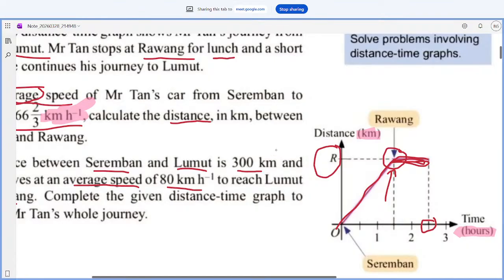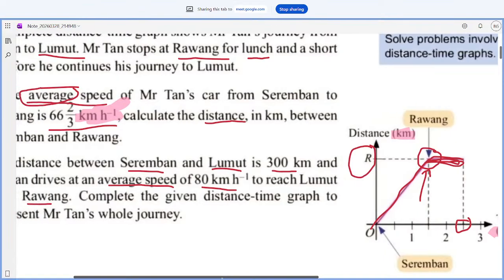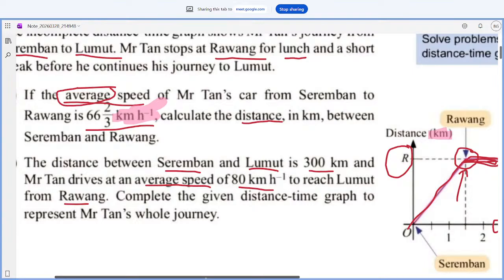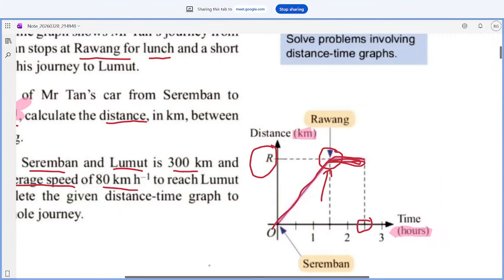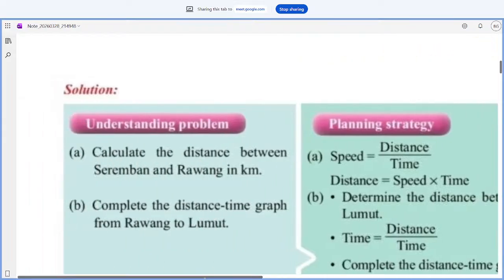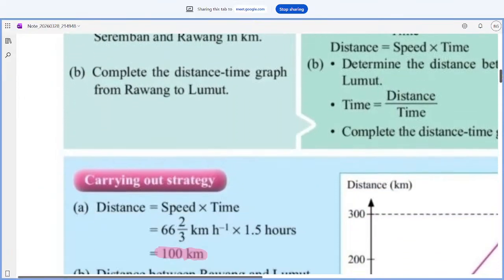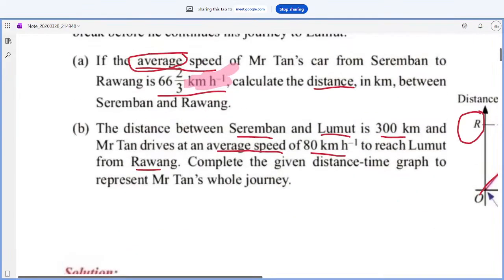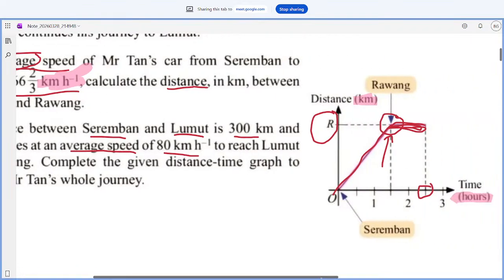So he says it's 300 km and also average speed 80. So any idea, guys? Macam mana? Just now, R, you guys dapat berapa? Okay, R, you guys get, total is 100 km. Okay, R is 100. Alright. So this one is 100.